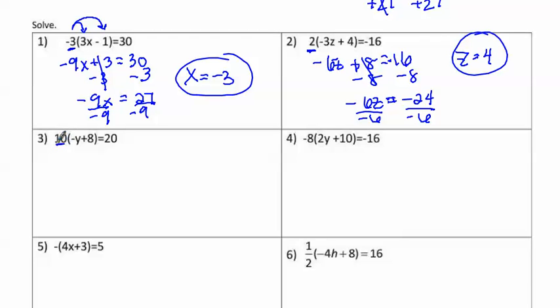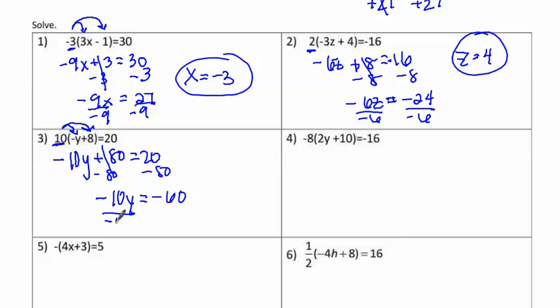Number 3, you have parentheses, so you need to distribute the number on the outside of the parentheses to each term on the inside of the parentheses. 10 times negative y is negative 10y. 10 times 8 is 80 equals 20. Subtract 80 from both sides. Negative 10y equals negative 60. Divide each side by negative 10. You get y equals positive 6. Circle your answer.